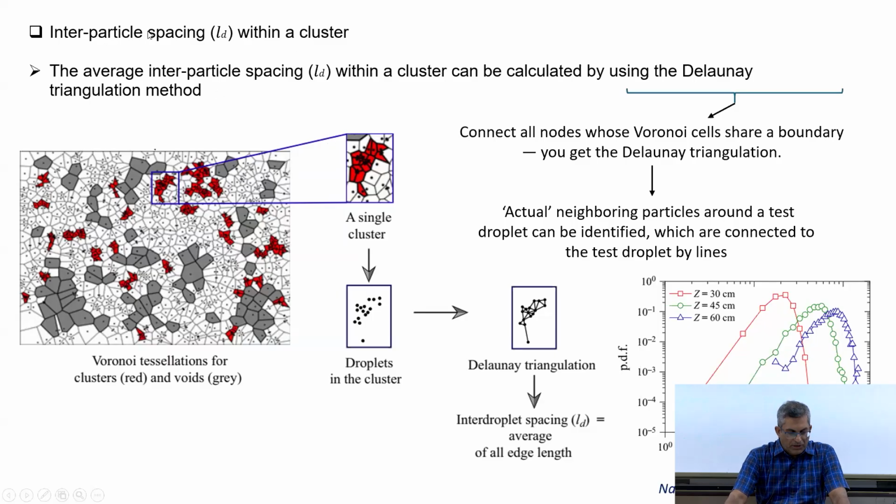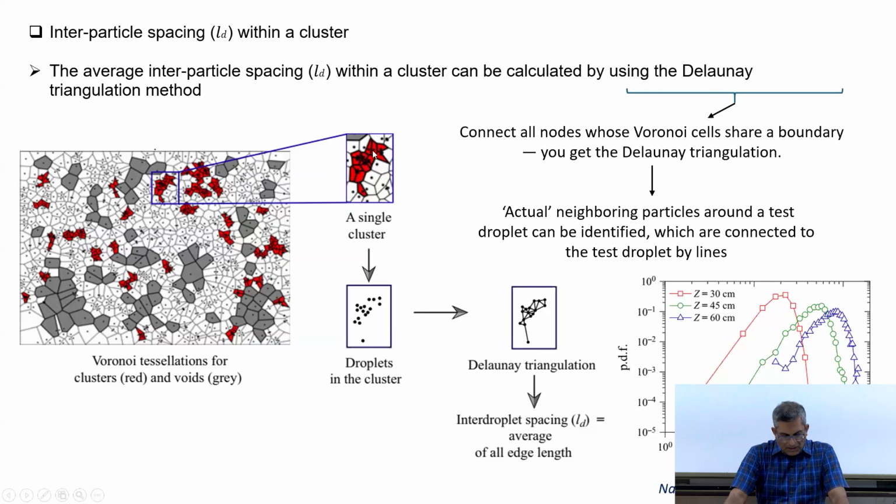One of the important quantities is interparticle spacing. We know that this is inversely related to the local particle concentration. However, this quantity itself is of interest. It is calculated by using the Delaunay triangulation method. In this case, the intention is to calculate the average interseparation distance in each cluster.